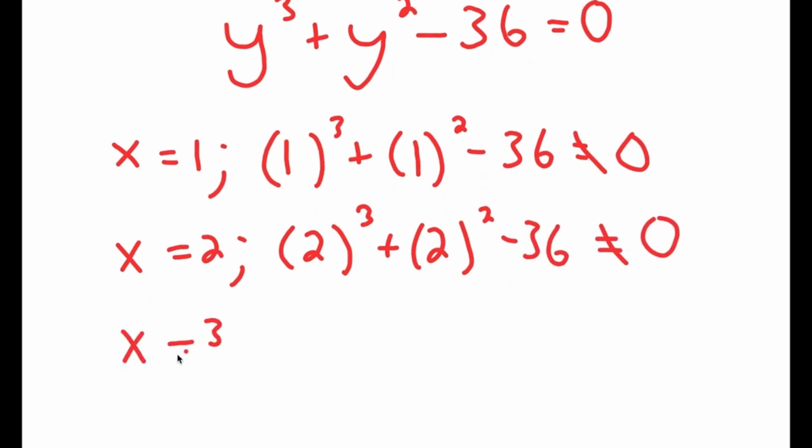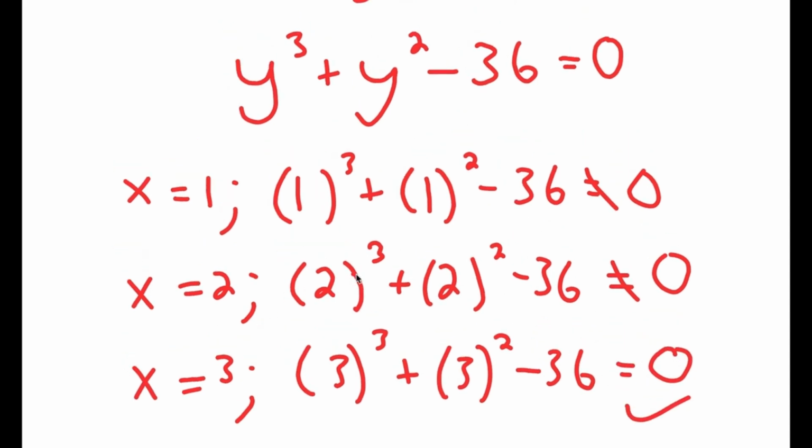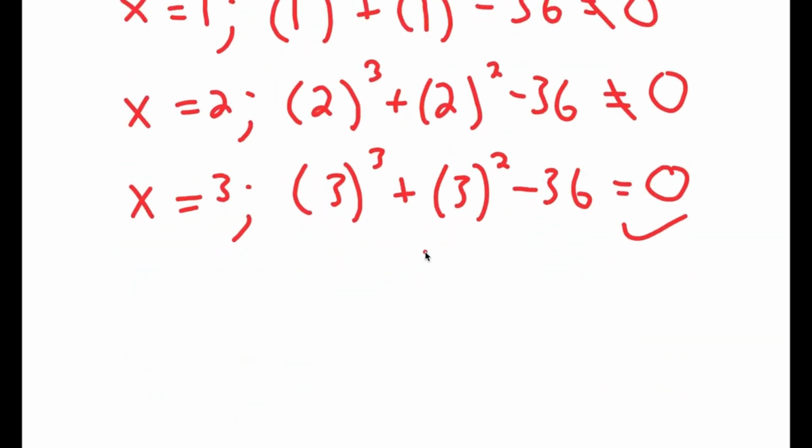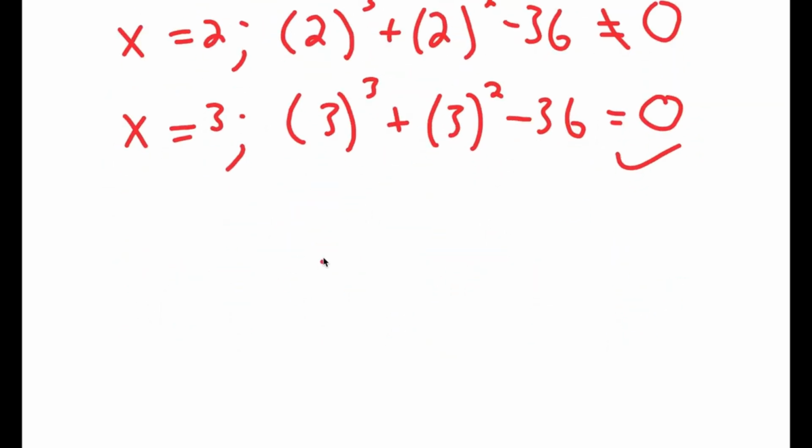Now I have x equals 3, so I get 3 to the power of 3 plus 3 squared minus 36. 3 to the power of 3 is 27. 27 plus 3 squared is 9, so 27 plus 9 is 36. 36 minus 36 does equal 0, so this is right, and x equals 3 is the solution. So now that I have this, this should be y equals 3 as a solution.